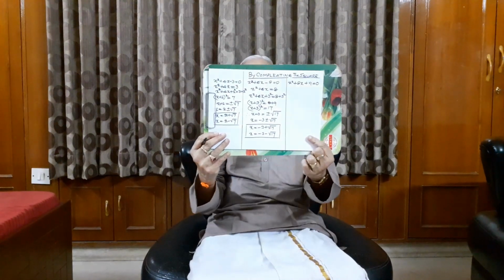I shall just find out now. I shall write it separately. x is equal to minus 3 plus root 17 is one root and x is equal to minus 3 minus root 17 is another root. They are the two roots of this equation. And once again, they are irrational roots.